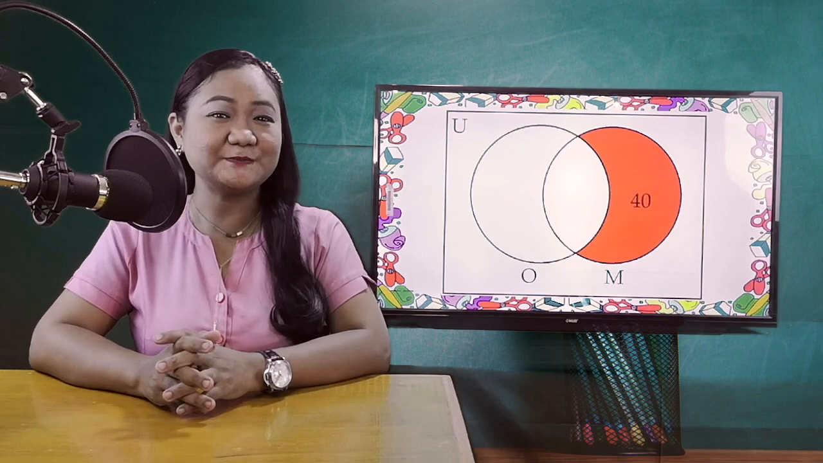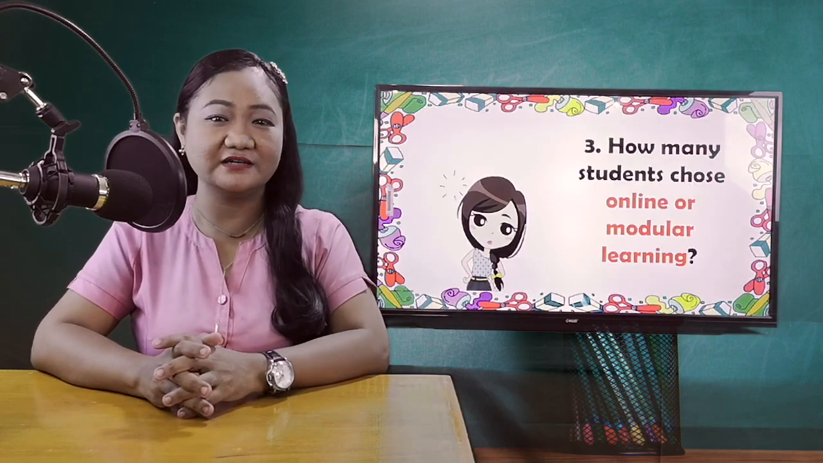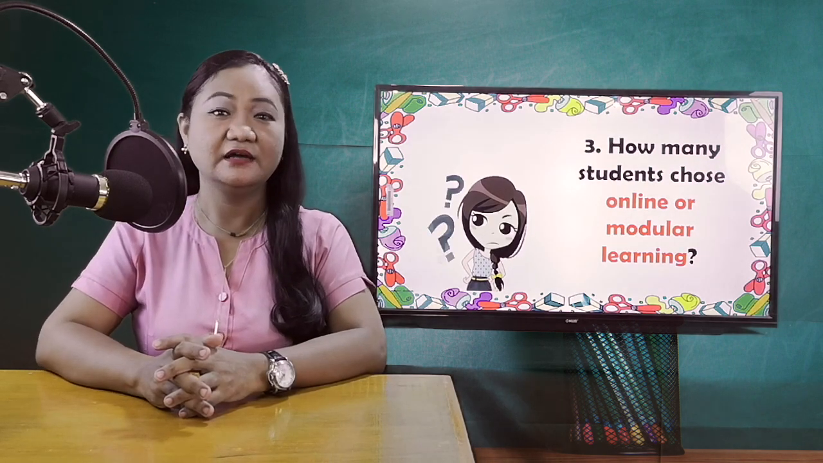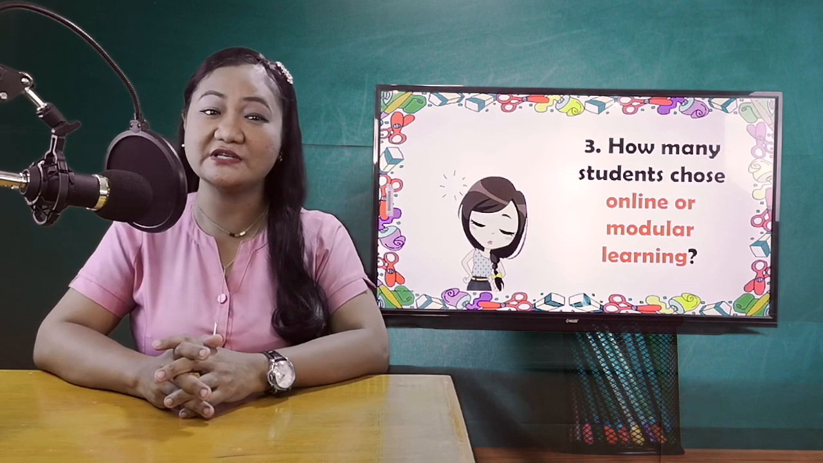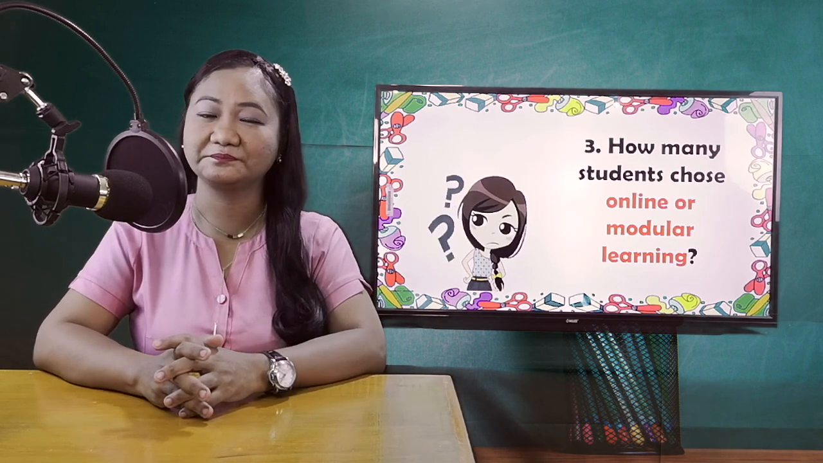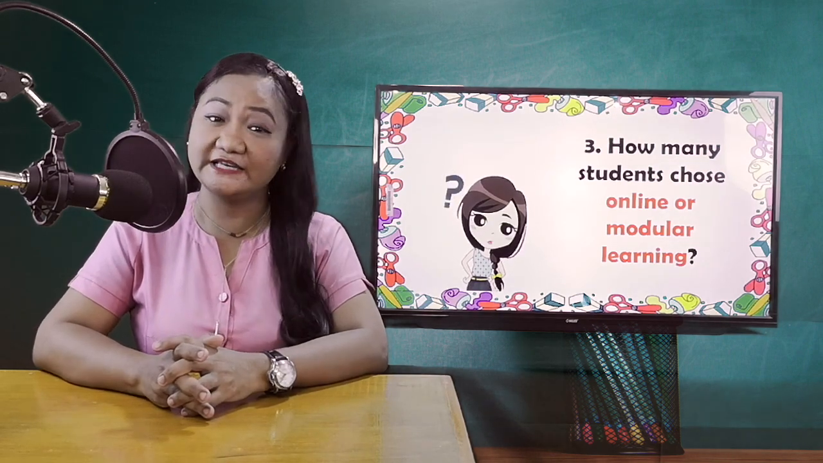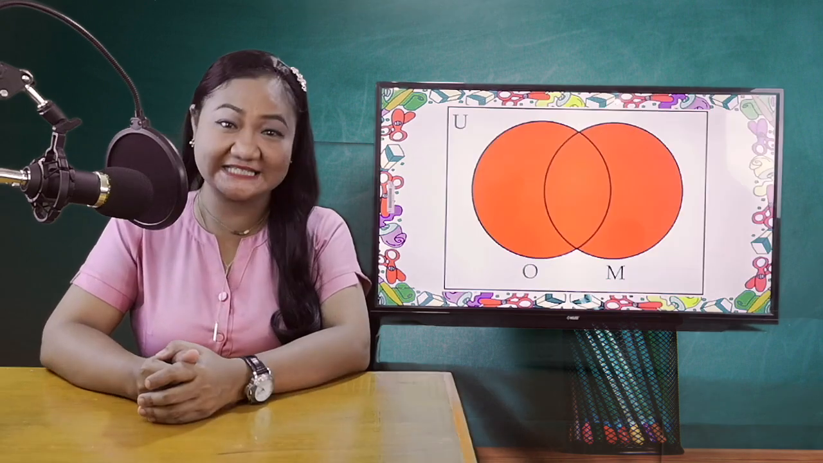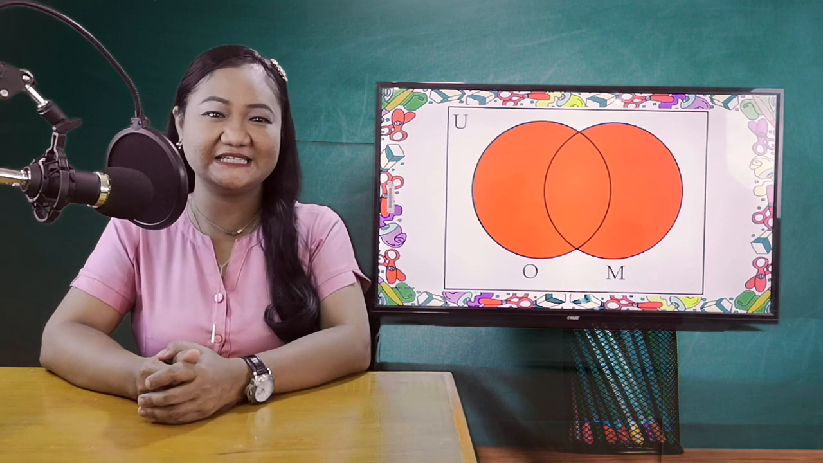Now, let's proceed with the third question. It asks about the cardinality of students who chose online or modular learning. Take note of the word or. What set operation uses the word or? Correct! It's the union of sets. This is shown in the shaded part of this illustration. As you can see, the circles of set O and set M are both shaded.